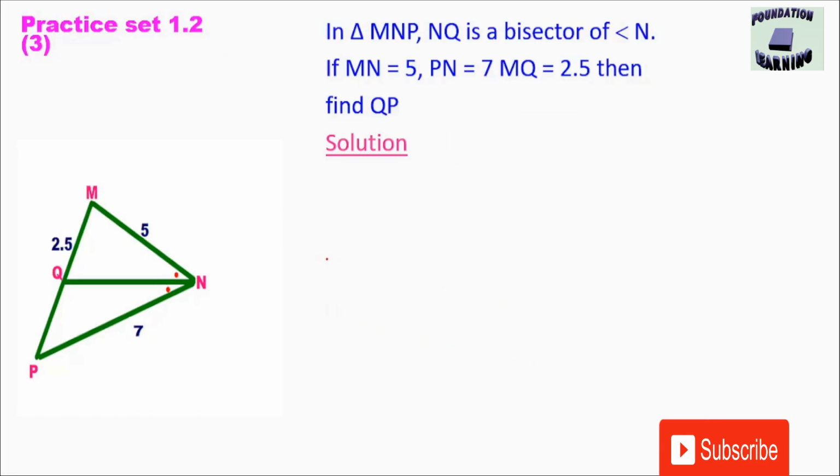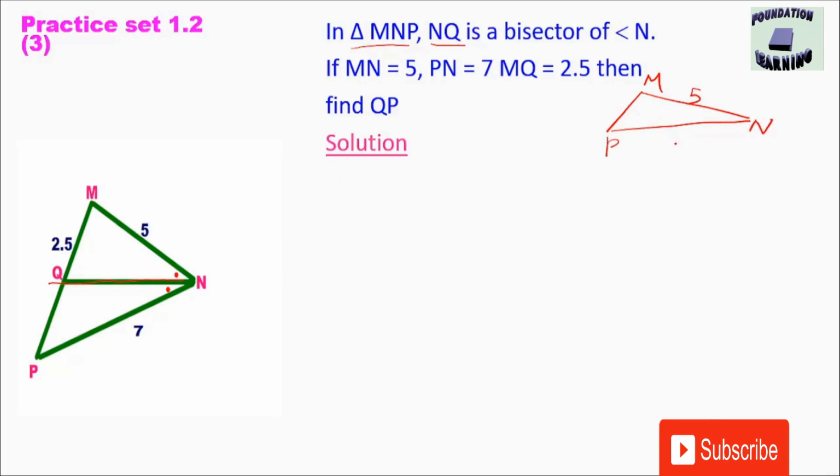Now we take the third main question. In triangle MNP, NQ is a bisector of angle N. Which theorem? The previous sum we used the basic proportionality theorem. In this one, when an angle bisector is given, we have to use the angle bisector theorem. So the values are given. What are the values given in triangle MNP?